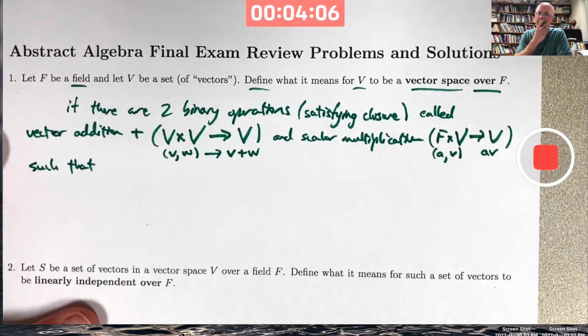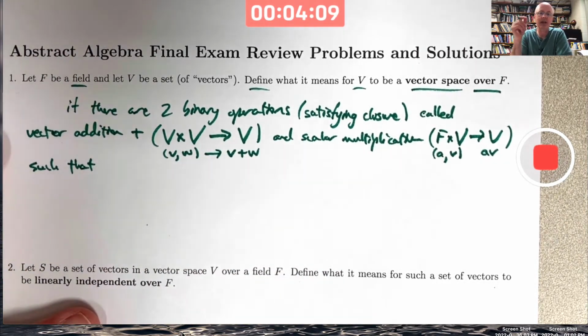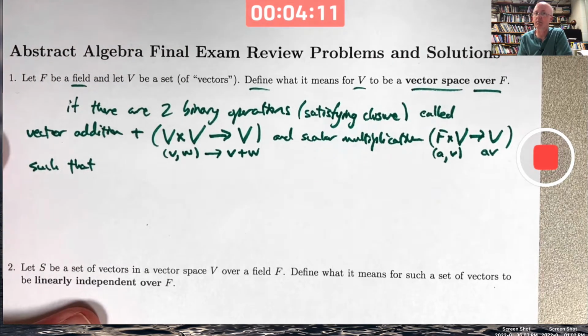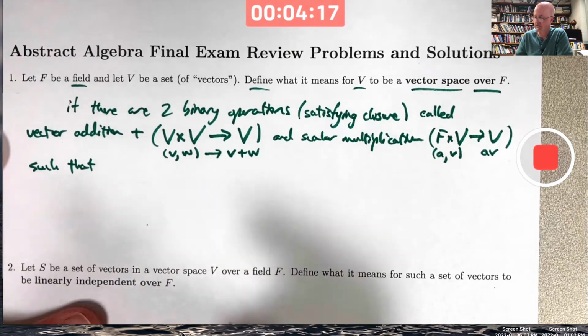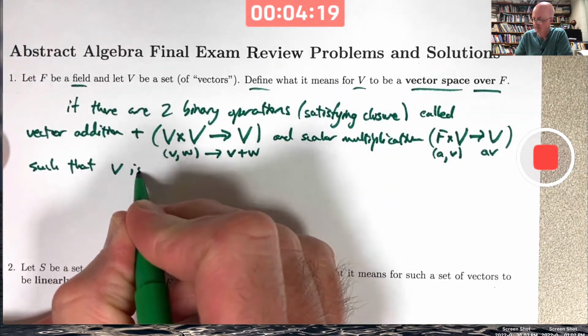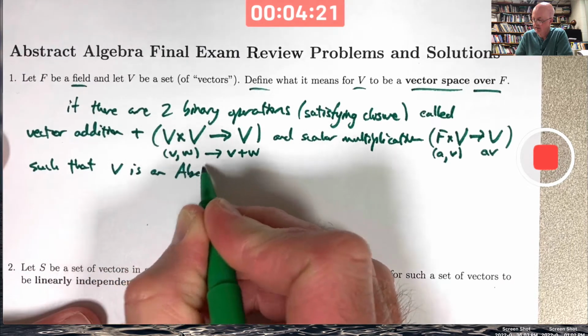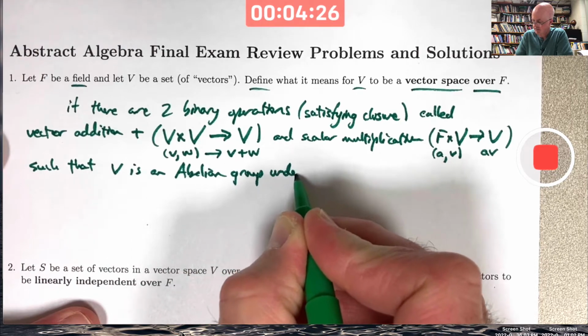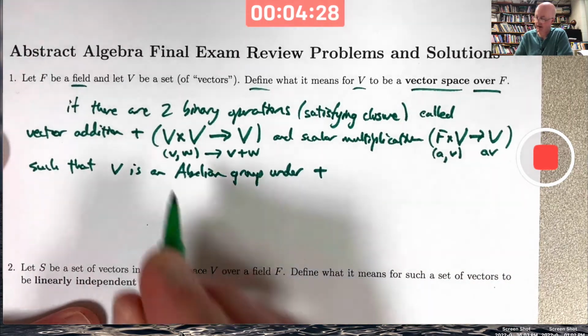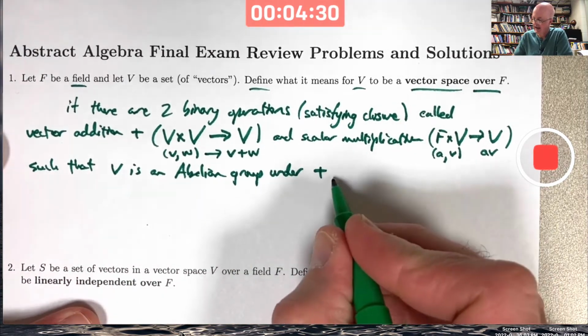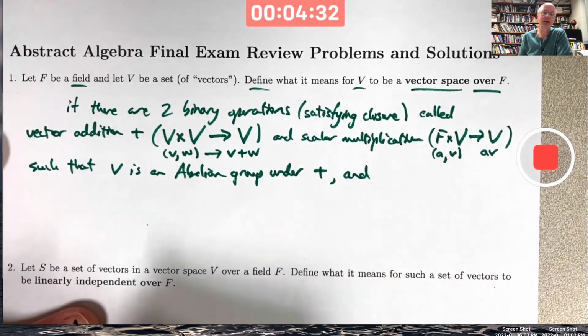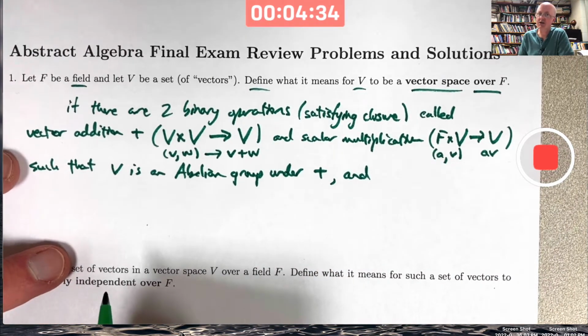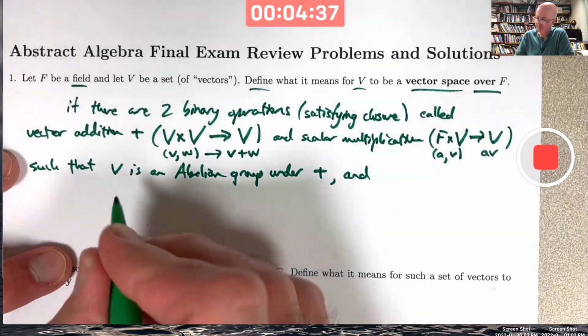The first set of properties, I'm going to save time by just saying that V is an abelian group with respect to addition. If you ignore the scalar multiplication completely, which you certainly can do, V is an abelian group under addition, vector addition, this binary operation here. And for the properties related to scalar multiplication, I will actually list them out.